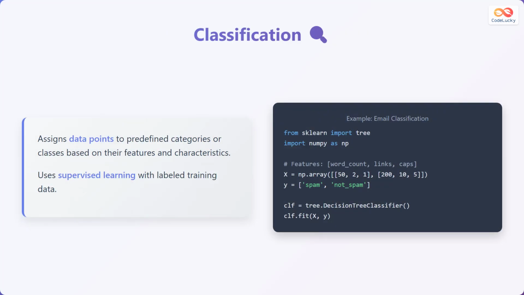Let's take a closer look at the classification technique. Classification assigns data points to predefined categories or classes based on their features and characteristics. It uses supervised learning, meaning it requires labeled training data to build a model that can accurately classify new, unseen data. Here's a simple example using Python's scikit-learn library to classify emails as either spam or not spam based on features like word count, number of links, and use of capitalization.